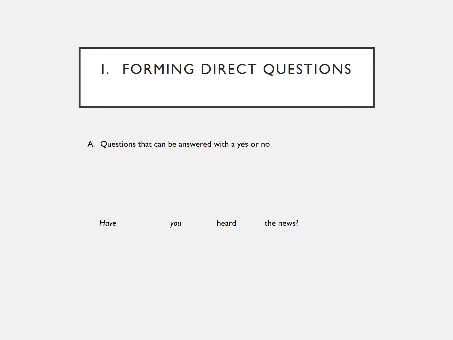Look at the example and try to identify the subject and verb. Have you heard the news? Here is the auxiliary verb plus subject plus main verb.